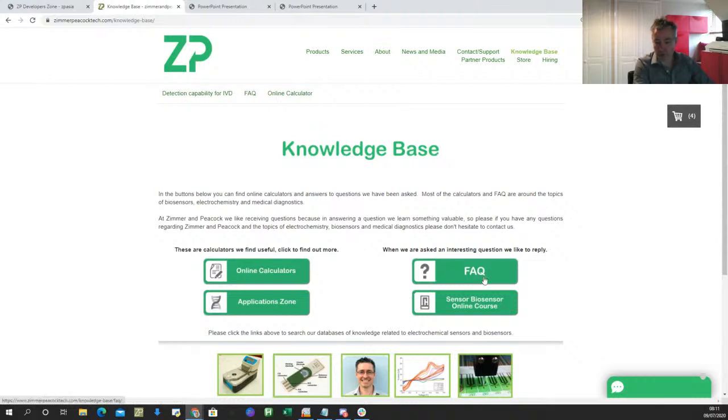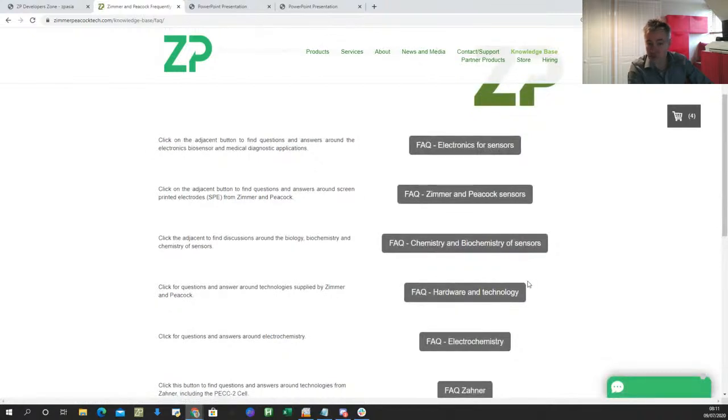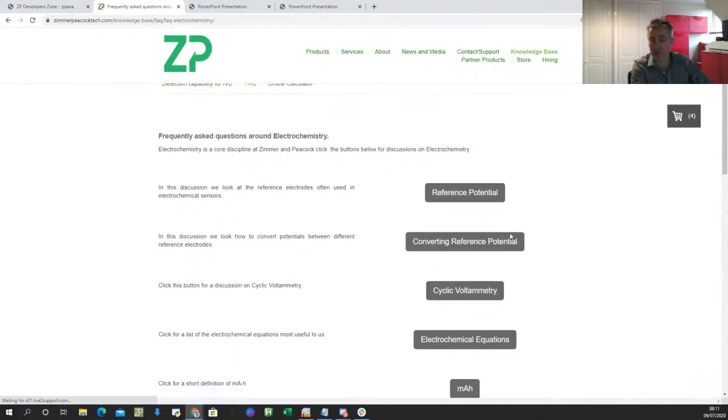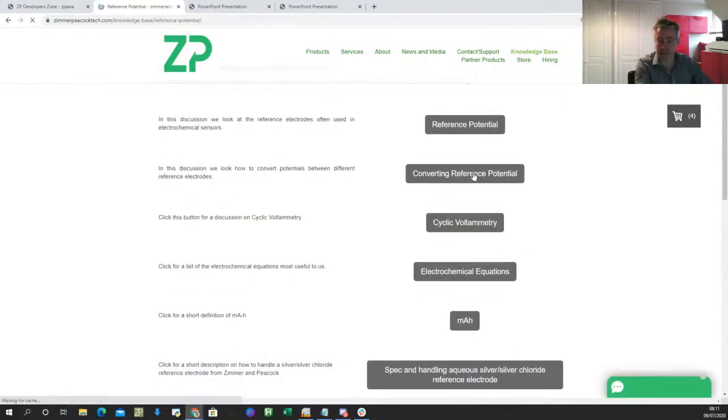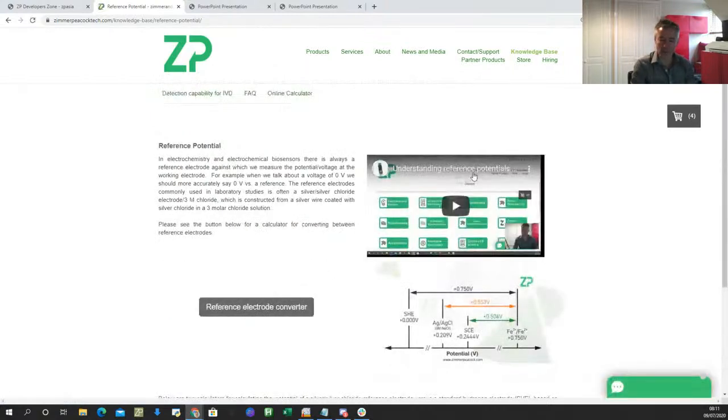So we have an awful lot of information, and under FAQs, we have FAQs on electrochemistry. We have one about converting reference potentials. This is the academic part now: what does that reference potential mean? When Andre in that video says, I'm applying 650 millivolts, that's fine. He's applying 650 millivolts between the working and reference. And then I say to you, but what does it actually mean?